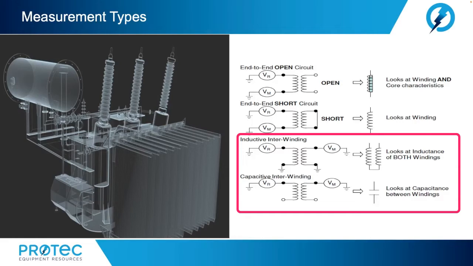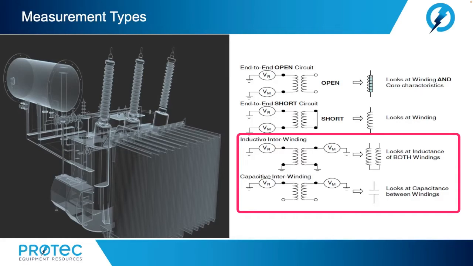Interwinding. An interwinding measurement is from one winding to another with all other terminals floating. This would include, for example, H1 to X1 on a double wound transformer, or H1 to Y1 on an autotransformer with a tertiary. Note that H1 to X1 on an autotransformer is not an interwinding measurement, but an open circuit measurement on the same series winding.